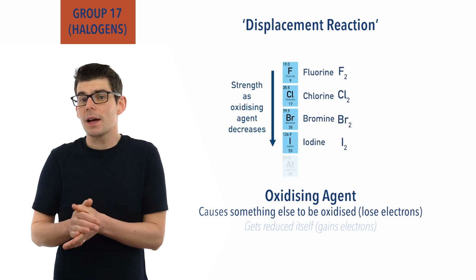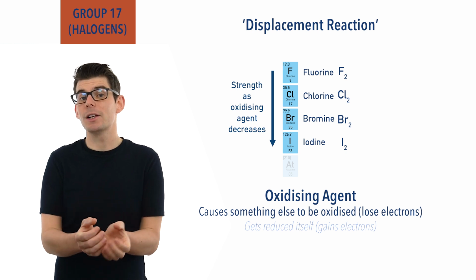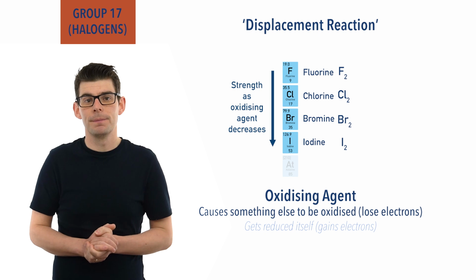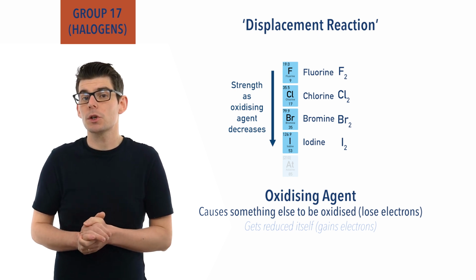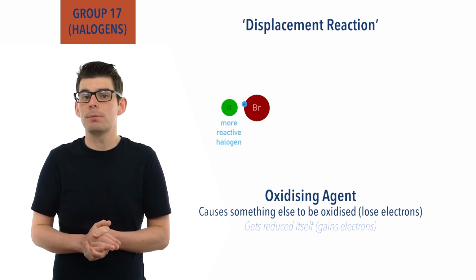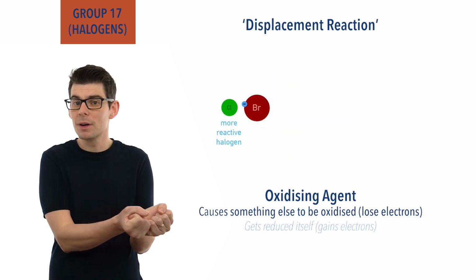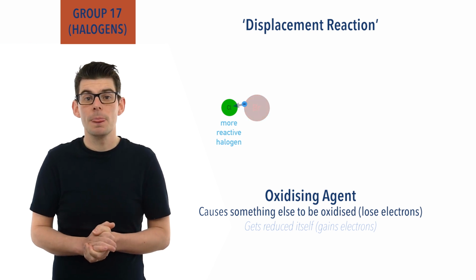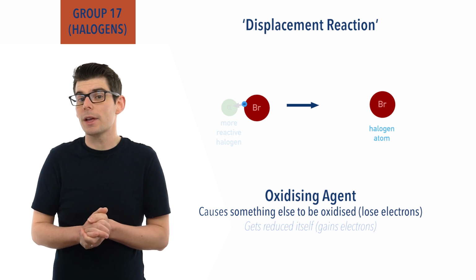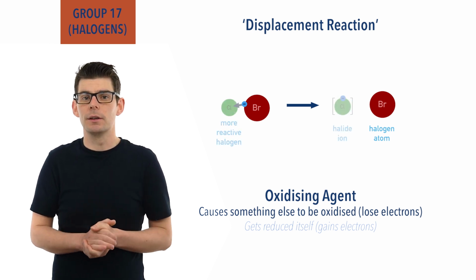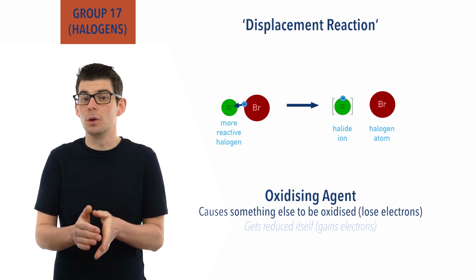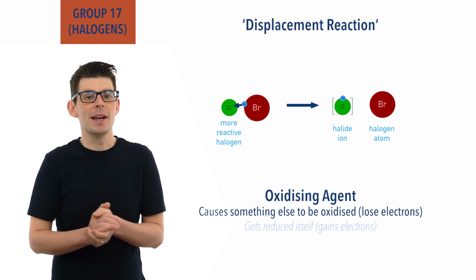The more reactive the halogen, the better it can attract and hold on to an extra electron, compared to a less reactive halogen. If a halide ion comes into contact with an atom of a more reactive halogen, the more reactive halogen is able to attract the extra electron and pull it away from the halide ion. The original halide ion then becomes a halogen again, and the more reactive halogen atom becomes a negatively charged halide ion. It's like a competition for the electron. The more reactive halogen will always win and take the electron from the less reactive halogen.